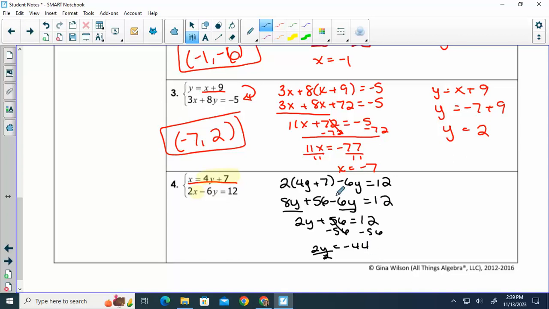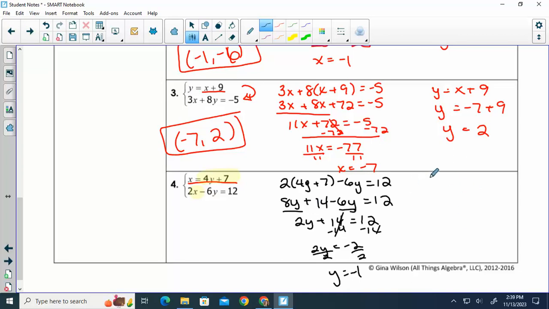Hold on, what did I do? I think I distributed an 8 instead of a 2 right there, for some reason. I just turned my 2 into an 8. How about 8y plus 14. Okay, let's subtract our 14. So 2y equals negative 2. Divide by 2, so y is negative 1.